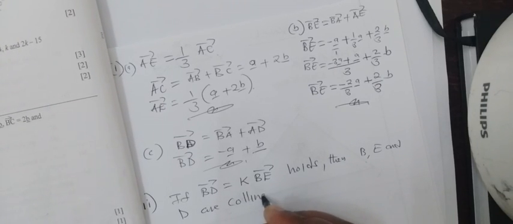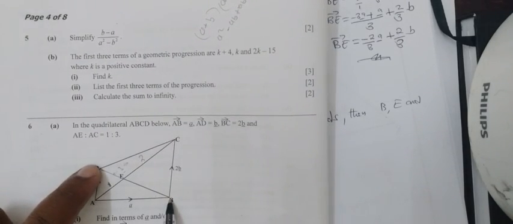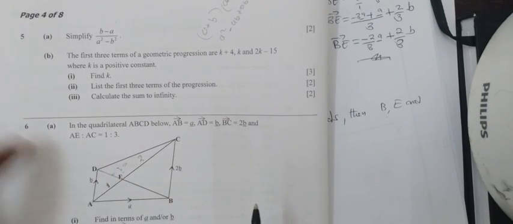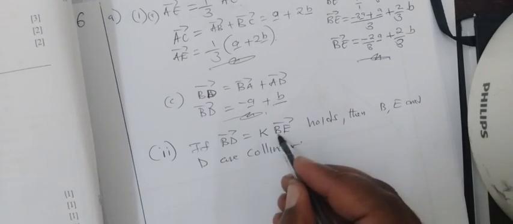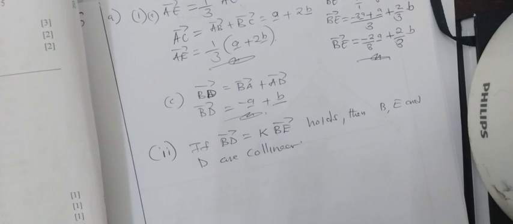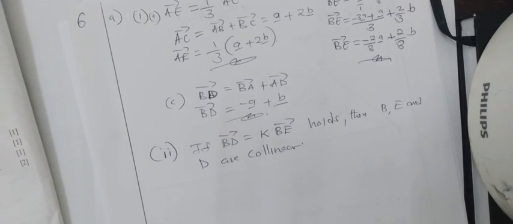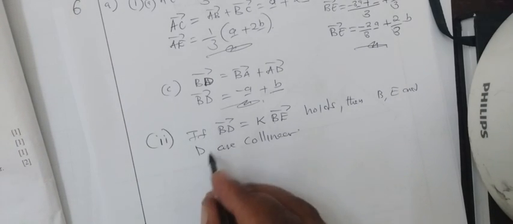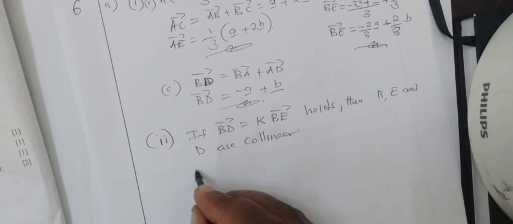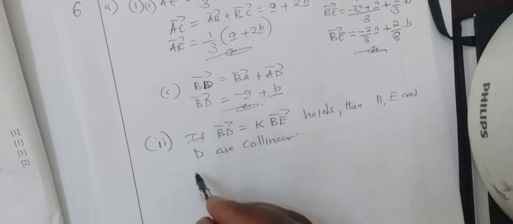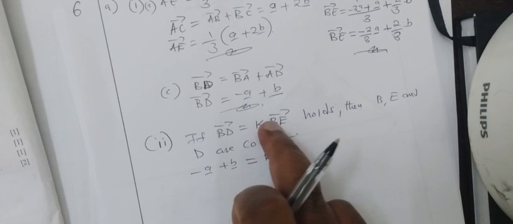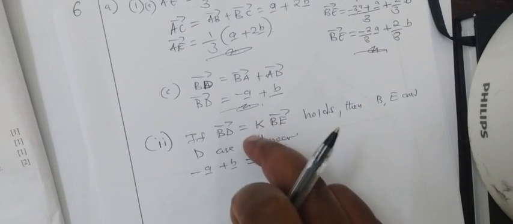Alright? If this works, then we'll say they are collinear. If I can find this vector by multiplying a scalar by this smaller vector, then the points are collinear, especially if there is a common point, which is B. You can express it in another way. In this case, what is BD? BD is negative A plus B, which is equal to K. Here, we need to find K. We need to check if there exists a K.